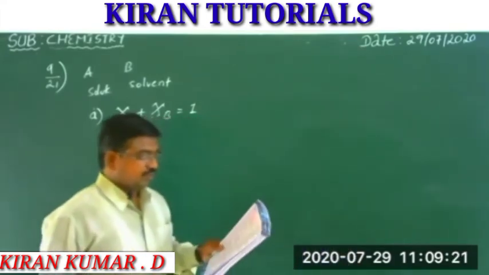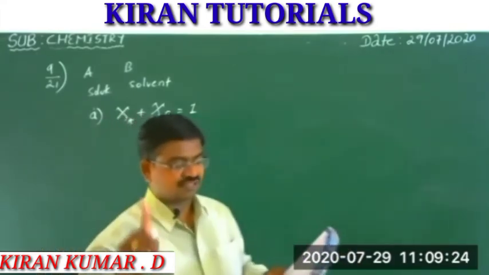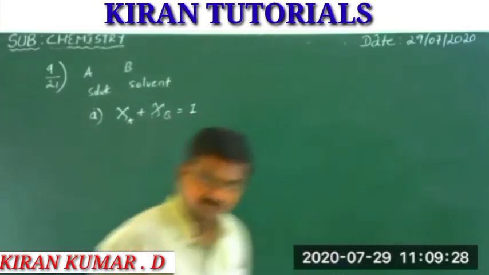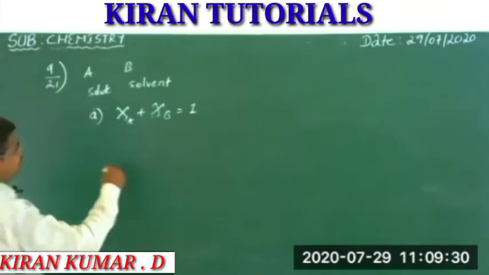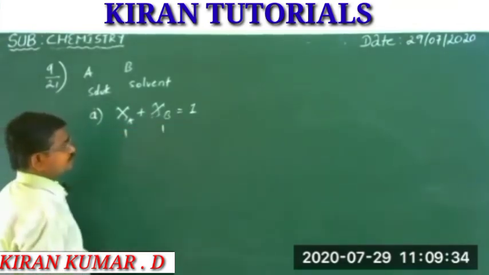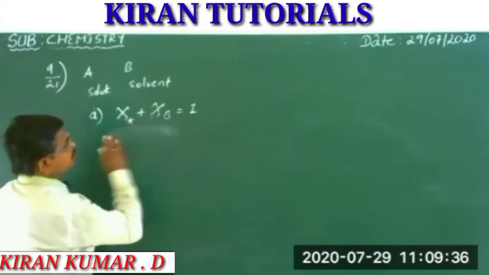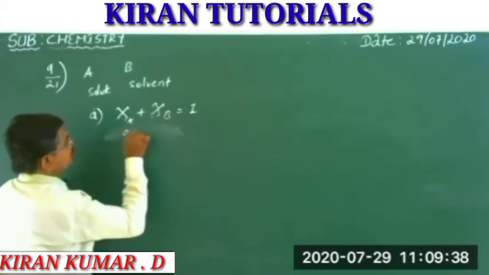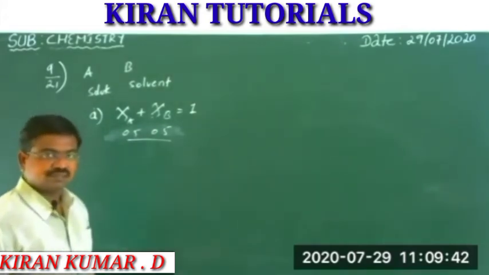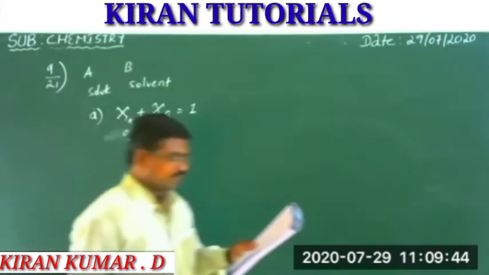Then mole fraction of 1 by mole fraction of 2 is equal to moles of 1 by moles of 2. Is it possible or not? See, for example, if you think this 1 is 0.5, 0.5. That is 1. Clear? So, second option also correct.